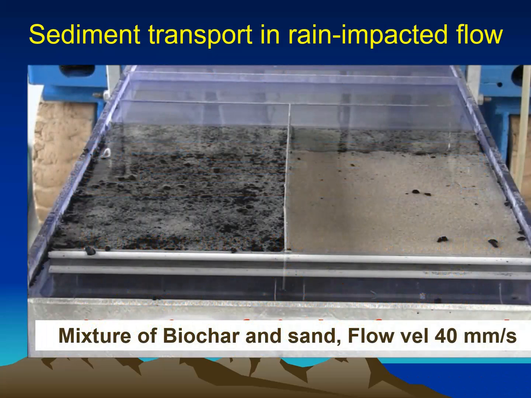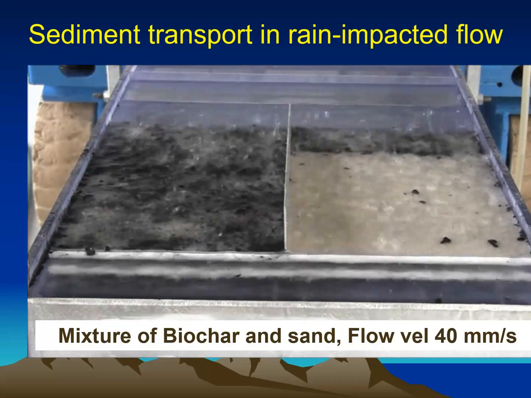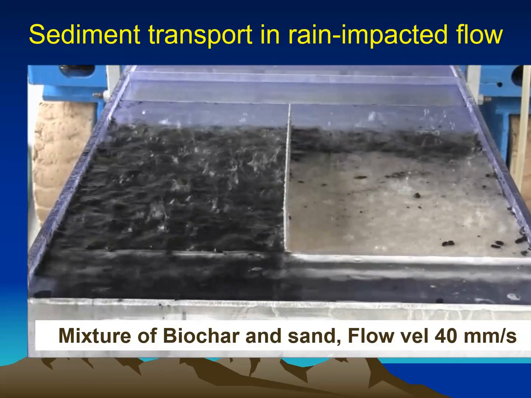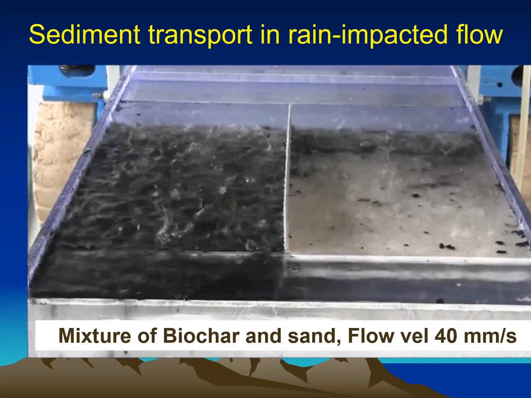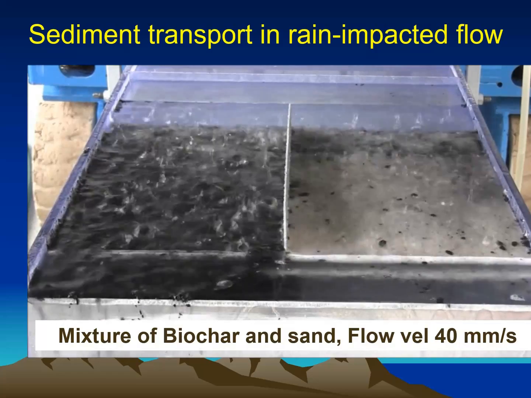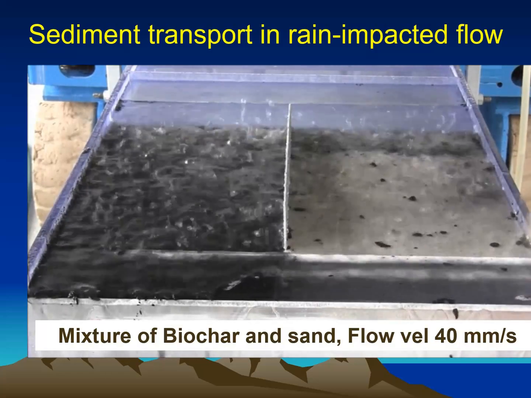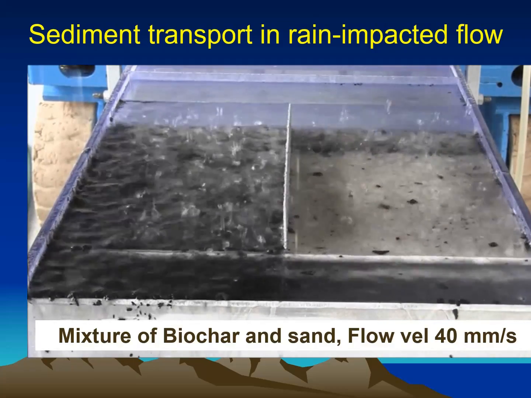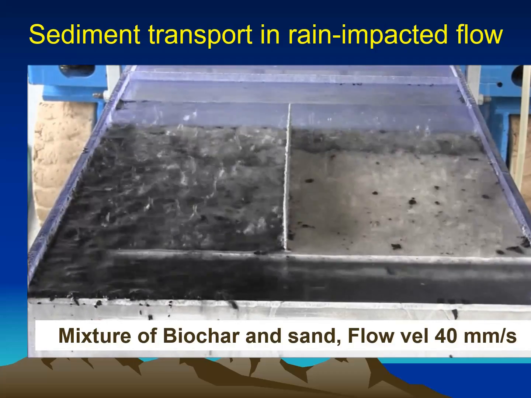In this experiment we have water flowing over a mixture of biochar and sand on the left hand side and at the top on the right hand side. When the rain starts, there's a flush of fine material moving in complete suspension. That's followed by biochar moving by rolling and saltation. The large particles of biochar are angular and so they don't roll really easily. The sand is moving by saltation throughout the experiment.